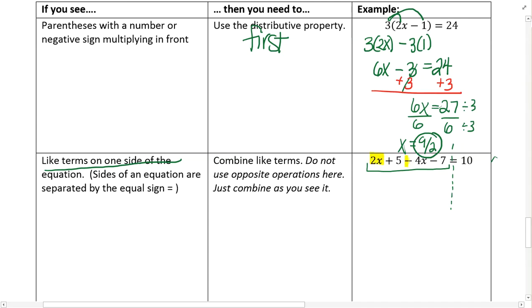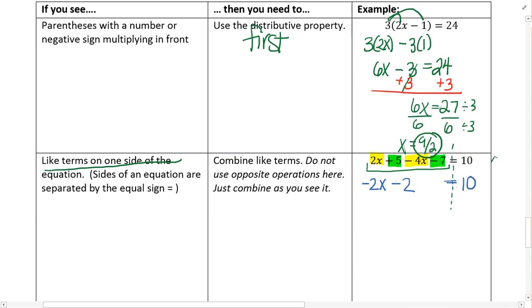I have 2x and negative 4x. That gives me negative 2x. Then we have 5 and negative 7. That gives me negative 2. So we need to combine things first. All right, and then we still have on the other side equal to 10.